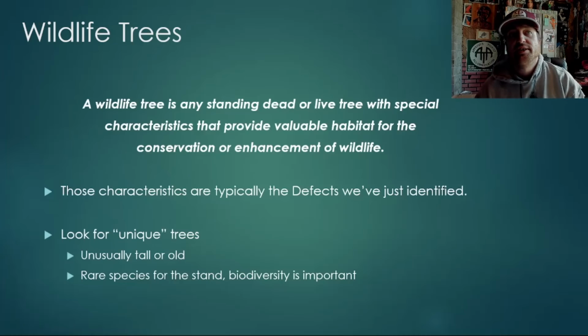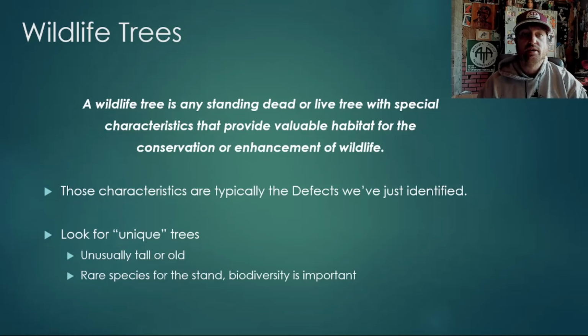A wildlife tree is a standing tree with a special characteristic that provides valuable habitat for an animal. These characteristics are typically the defects we've just identified. So that means that sometimes your danger trees are going to be prime animal habitat. So if it's unusually tall or old compared to everything else around it, that's probably going to be one that eagles and hawks and things like to land in. Rare species for the stand too.